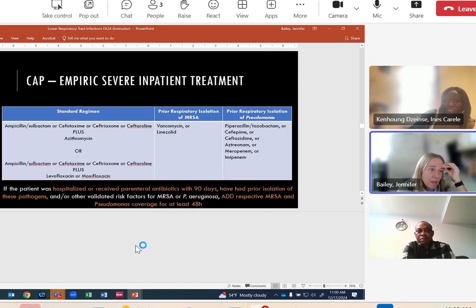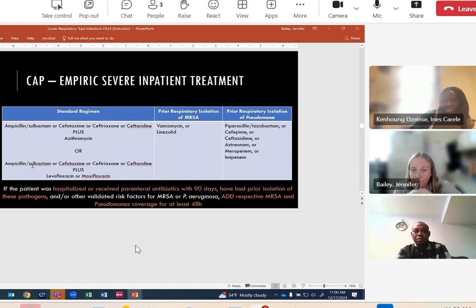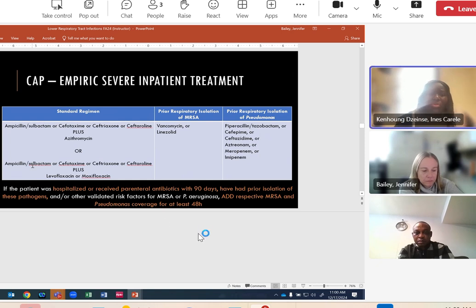So then the last table, again, is pretty similar. What do you see as the big difference between severe CAP and non-severe inpatient CAP? So what is different with the standard regimen here? What is different between what table? The one that we just looked at. Yeah.